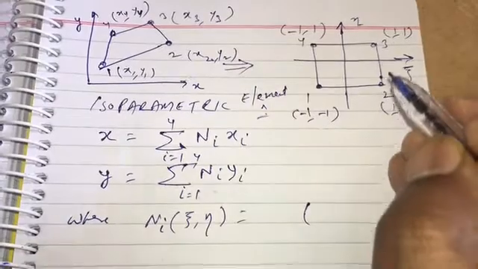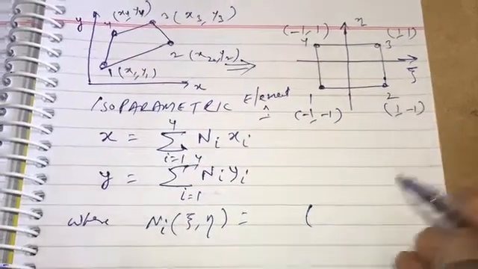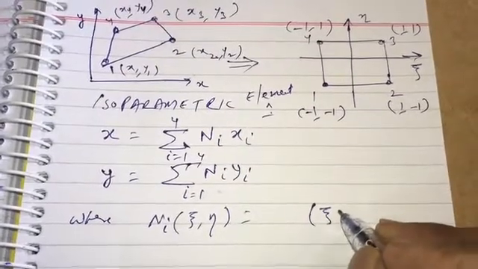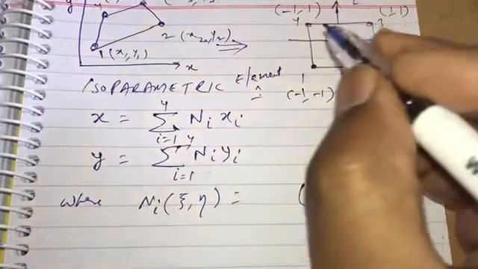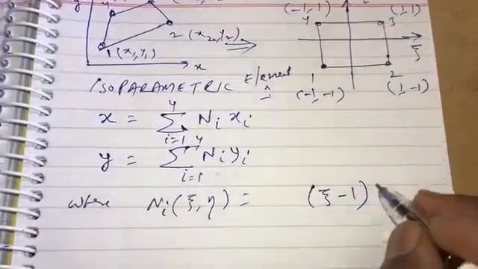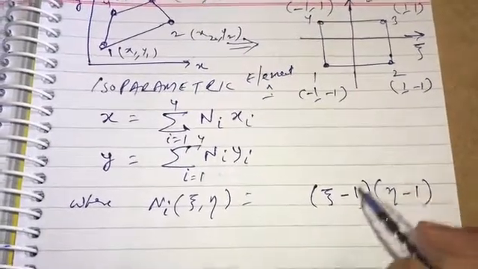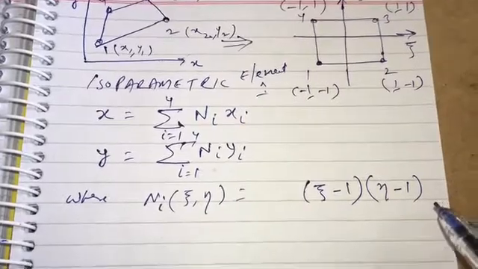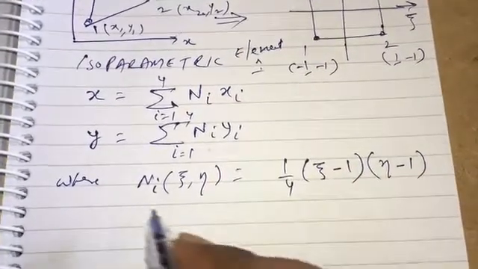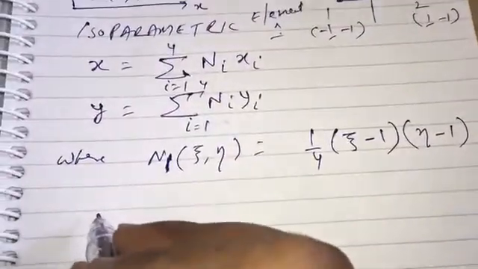So this equation is xi equal to 1. Okay, so you can write (xi minus 1), and this is eta equal to 1, so (eta minus 1). If you put minus 1, this becomes a total of 4, so divide by 4. This becomes N1. Okay, so what about N2?